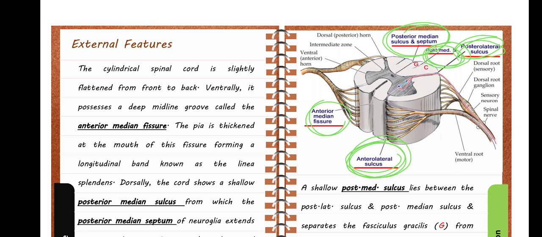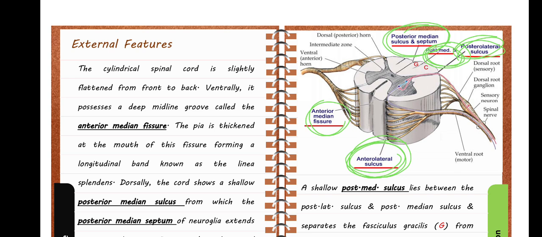Now, to the side of the posteromedian sulcus and septum, we have the posterolateral sulcus. The posterolateral sulcus serves as the emerging point where the dorsal roots of the spinal nerves originate from. Then, at the anterior part, we have the anterolateral sulcus, where the ventral root originates from. The ventral root is motor, the dorsal root is sensory.